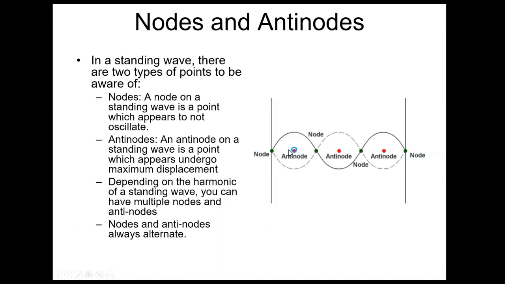Notice that this standing wave looks different than the one we saw before. This is actually a higher harmonic, and we'll come back to harmonics later on. But notice that nodes and antinodes always have to alternate.